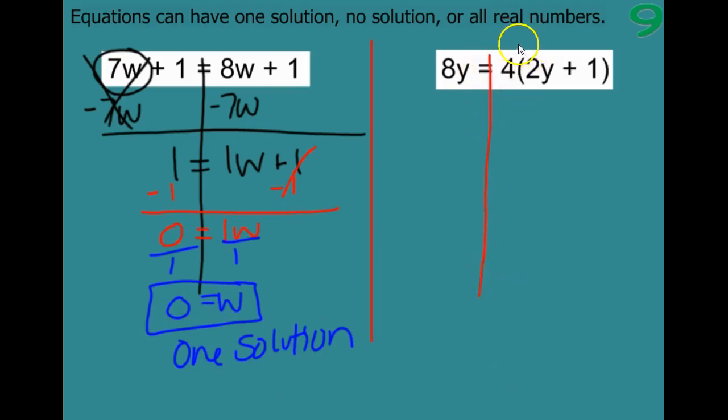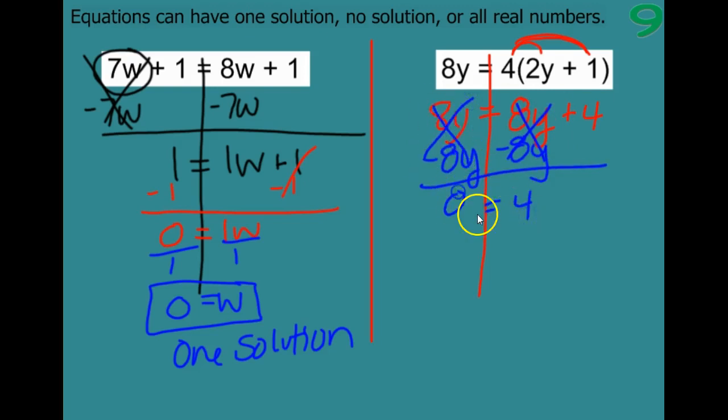Next, distributing on this one because I see my parentheses. 4 times 2y is 8y. And 4 times 1 is 4. So if I move my 8y's all to be on the same side, it doesn't matter which one I move, they're both the same. If I subtract 8y, those eliminate, we have 4. Those also eliminate, we have nothing, we have 0.